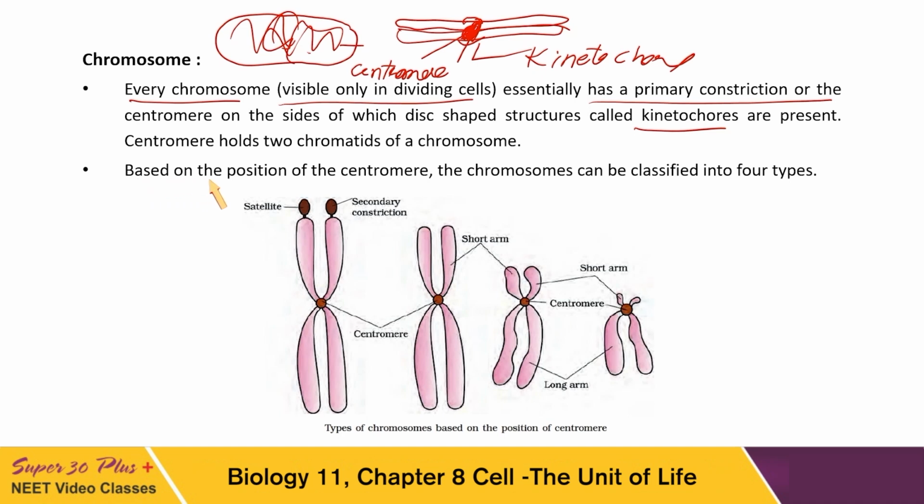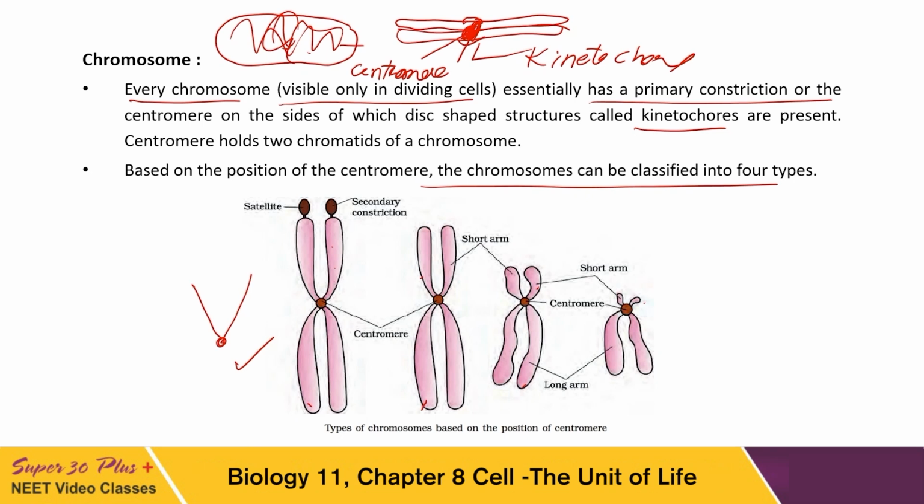Okay. Based on the position of the centromere, the chromosome can be classified into 4 types. You see here, the centromere is this one, right? And the centromere divides the chromosome into 2 halves. It will become like this. This is the centromere. The 2 arms: this is one arm, this is the other arm. If these are equal, then this is known as metacentric chromosome. You see here, one arm is smaller, one arm is larger. Here one arm is very small, the other is larger, and here the short arm is almost absent, present at the terminal of this.